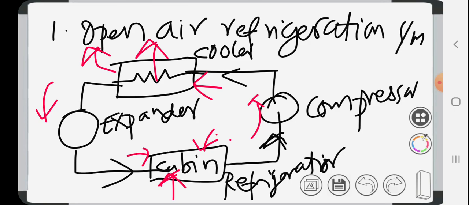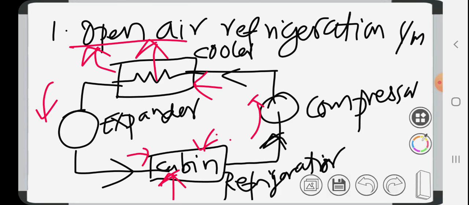So in this case, the air is in direct contact with the space. Okay, air is directly passed over the refrigerator space to be cooled. So cooler air from the expander enters the cabin and comes in contact with the occupants or the objects. So that is why we call this open air refrigeration. We will learn the working in detail in the coming sessions. For now, just make sure that you understand the four different devices that are required in an air refrigeration cycle.